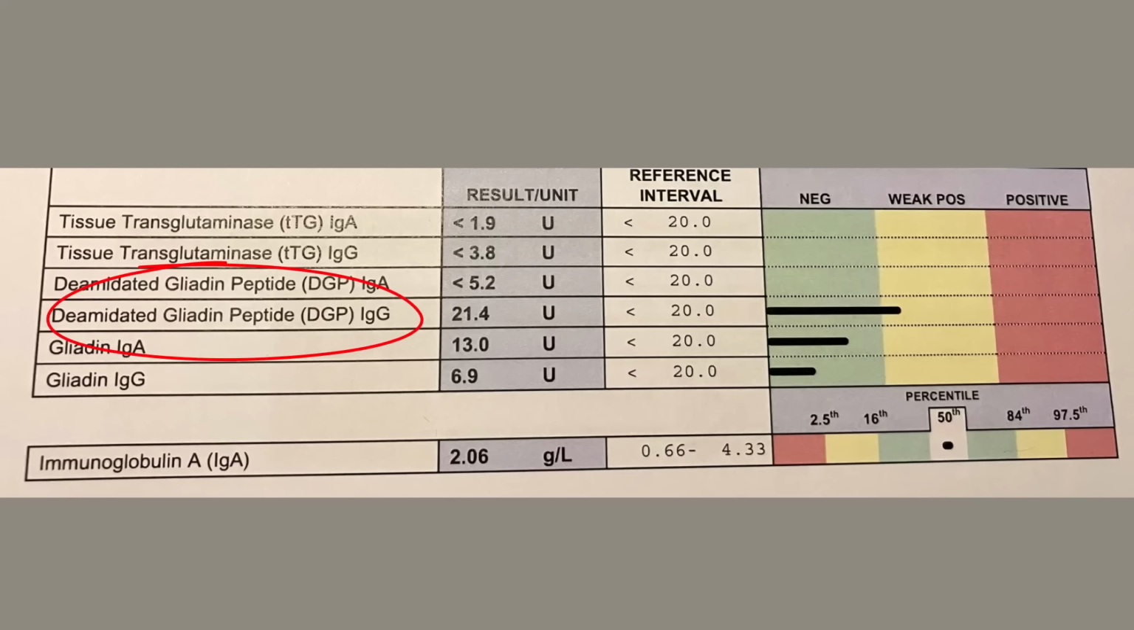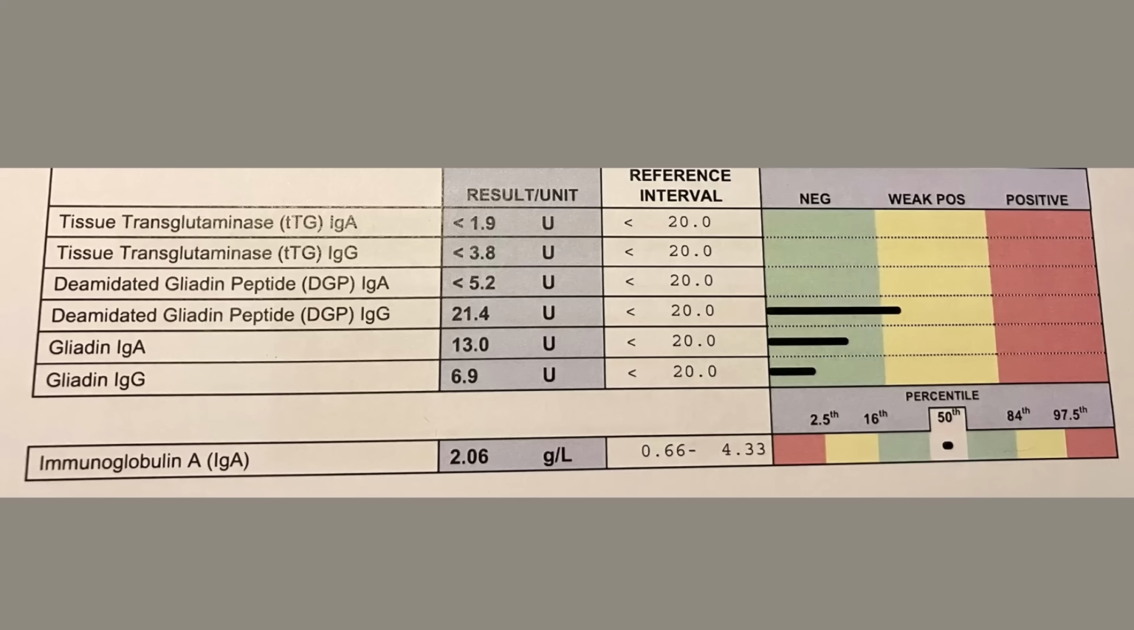But then when you go down, you see the deaminated gliadin peptides. Now, a peptide is just a protein that's been broken down into shorter chains. It's in between a protein and an amino acid. So an amino acid is just one of the molecules on its own. A peptide is a chain, maybe 10 or 20 amino acids still joined together. Deaminated gliadin peptide, IgA, still no reaction, but then deaminated gliadin peptide, IgG, you can see there is a positive reaction to this. Now, this test was done very recently, and I have been gluten-free for a number of years now.